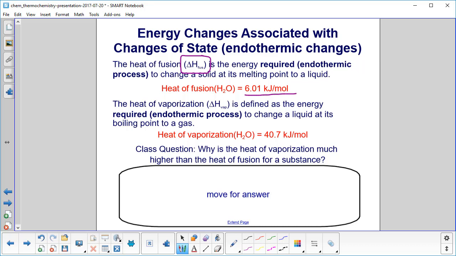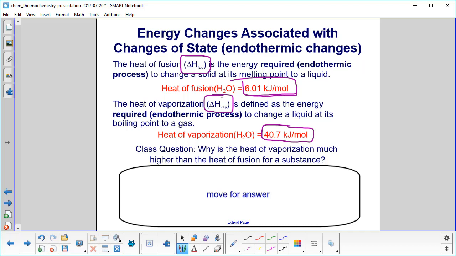The heat of vaporization now, or the change in enthalpy during that process, is defined as the energy required, again it's endothermic, to change a liquid at its boiling point, notice how the temperature is constant there, to a gas. And that's going to be 40.7 kilojoules per mole. Note the difference.